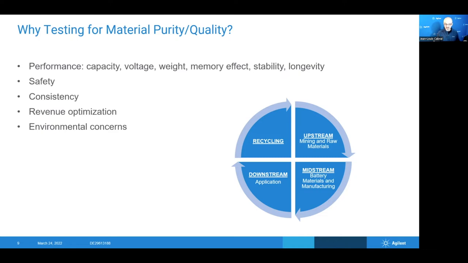Plus consistency. You need to make sure that from battery A to battery B, going through the recycling again, you keep that consistency of power and reliability. Companies also look at revenue optimization. So what's coming in also needs to be the same, so you can always keep that revenue for the best battery possible. And finally, but not least, environmental concerns. So you need to test for all of that throughout the entire process.